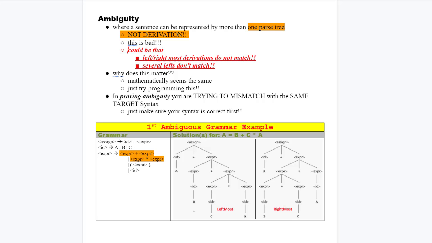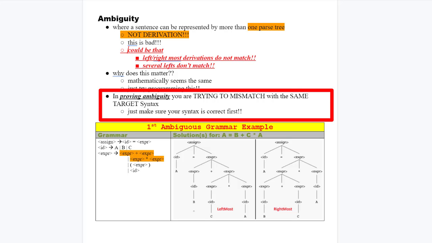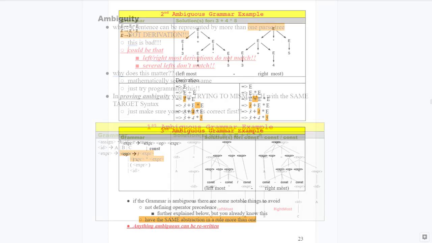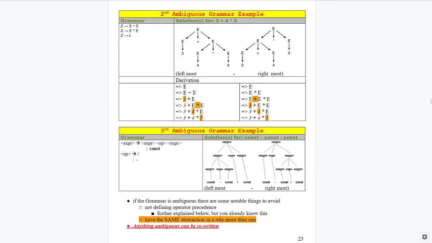Can you imagine that? So in proving our ambiguity, we're trying to get a mismatch this time with the same target syntax, but doing a left or a right derivation. So if you just see ambiguity, that's a bad thing. Let's put it right off the bat, it's bad. So here's a couple more examples of proving the same thing.